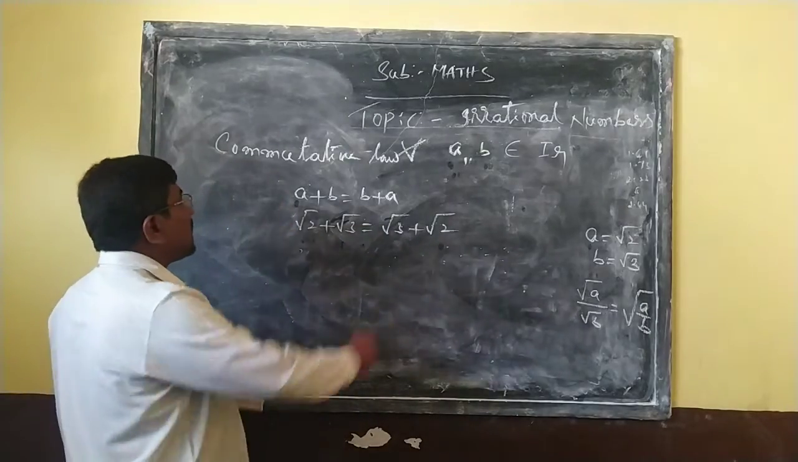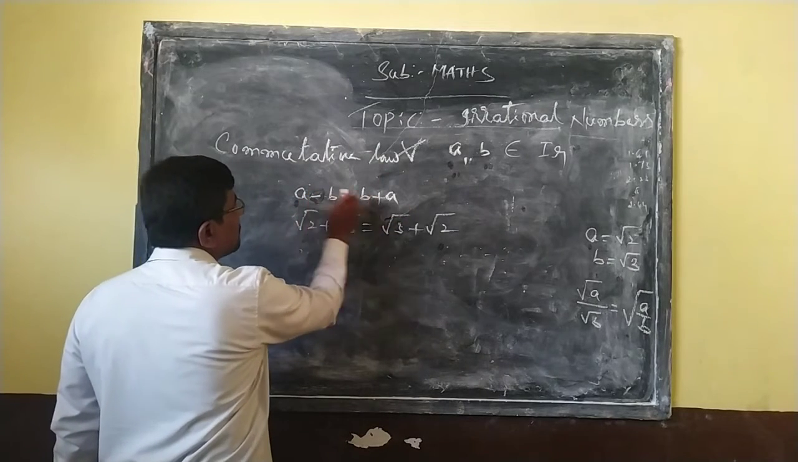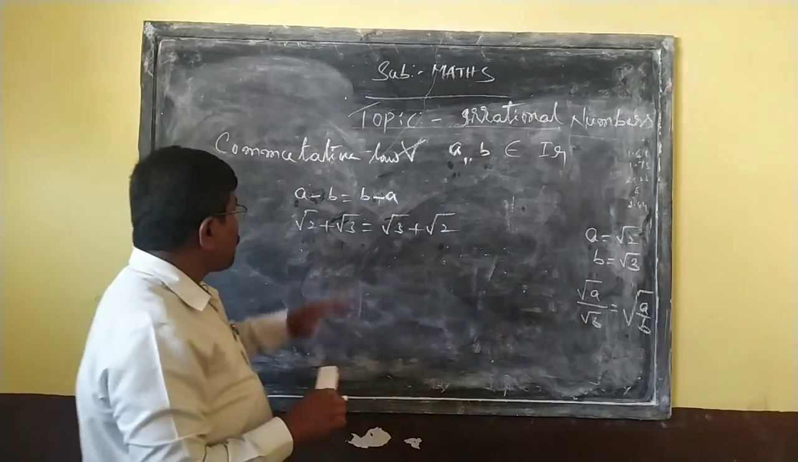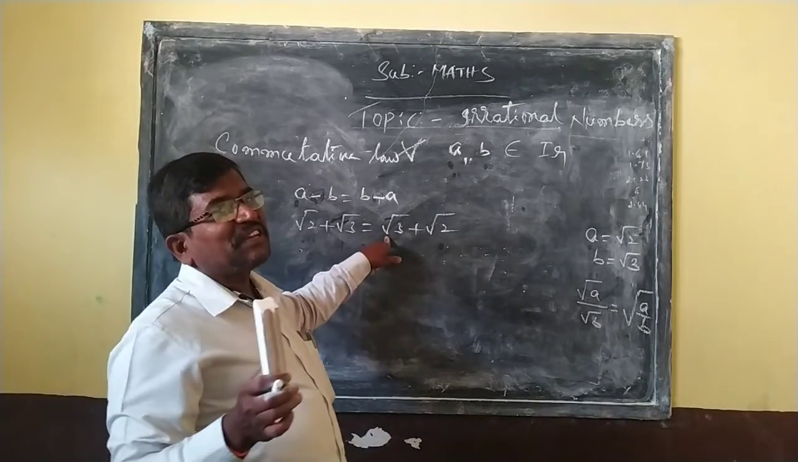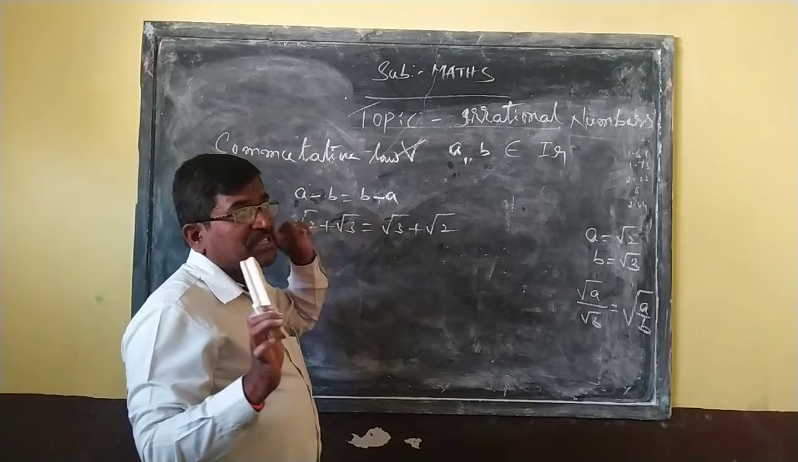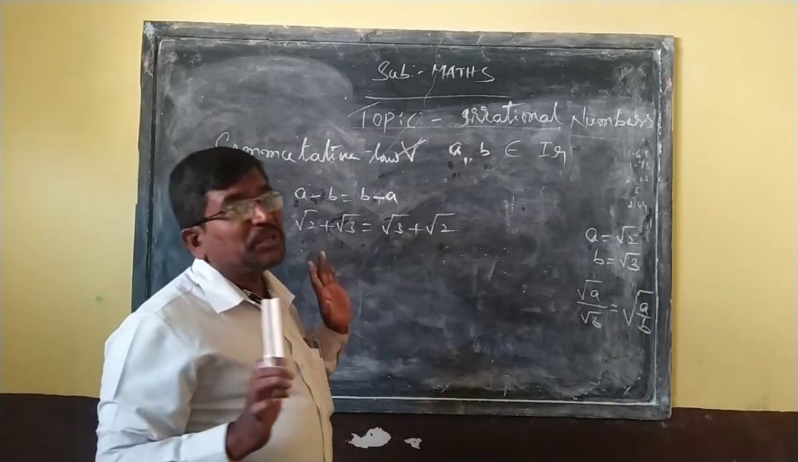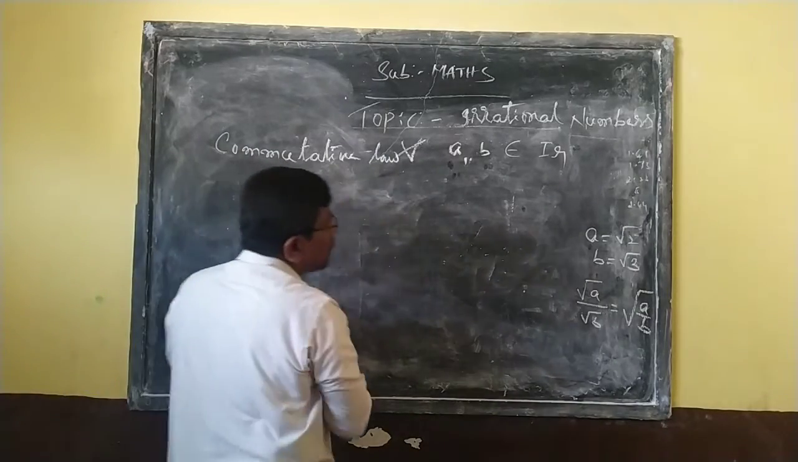Clear, students? And one more thing, remember: here A minus B, is it equal to B minus A? No. Of course a value will come, but one is positive and the other is negative. So it never satisfies. Subtraction, be careful. The commutative property is satisfied only by addition and multiplication. Clear, students? This is a very, very important note.